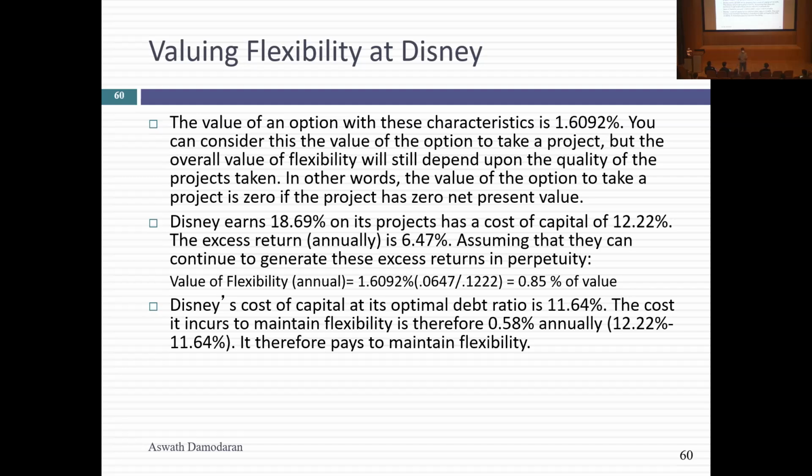So let me give you the trade-off. If Disney moves to its optimal, its cost of capital will be 0.58% lower. But if it moves to its optimal, it loses its financial flexibility, which is worth 0.85%.